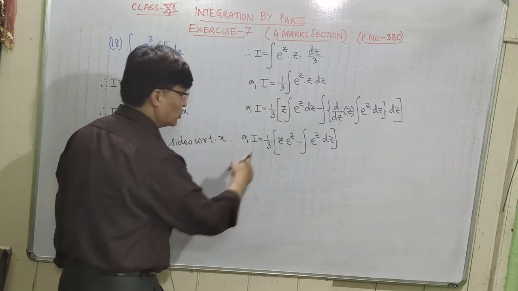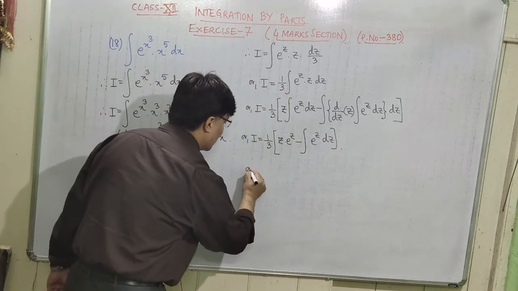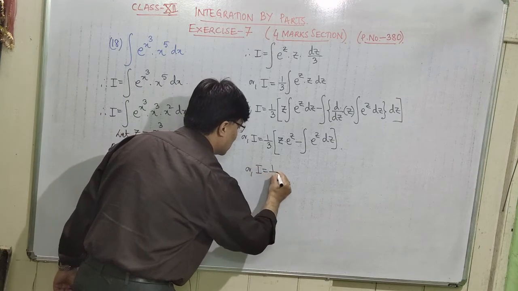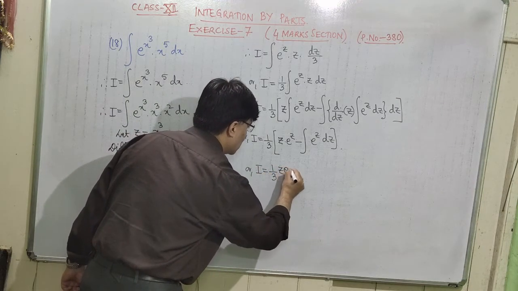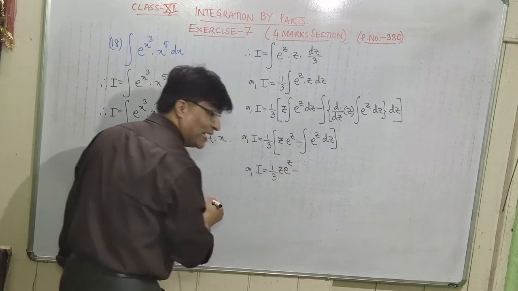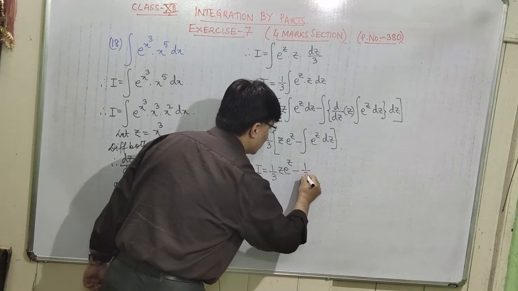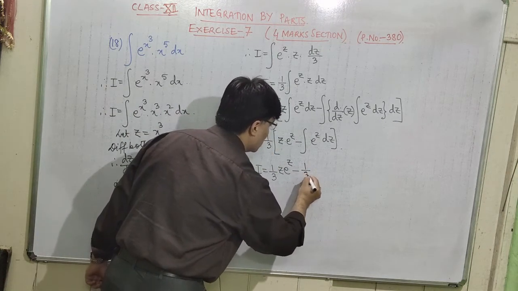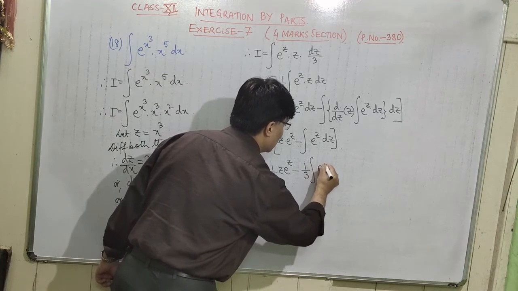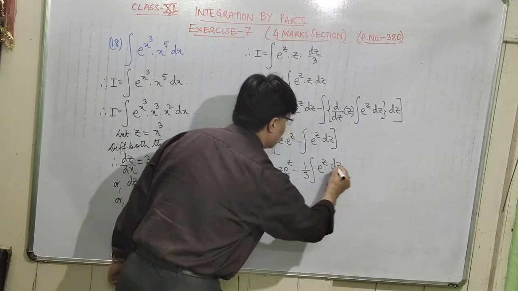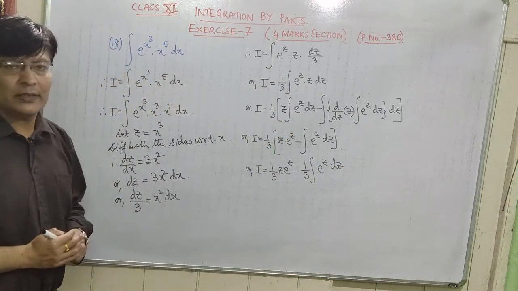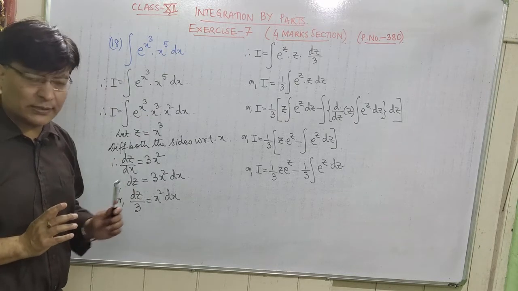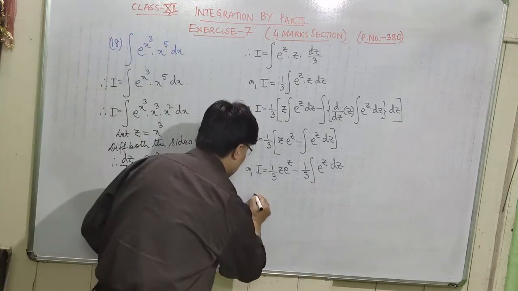The bracket is closed. Now let us multiply by 1/3 here. So I is equal to 1/3 z e to the power z minus 1/3 integral of e to the power z dz. So I hope you have understood it. So what is the integration of e to the power z?